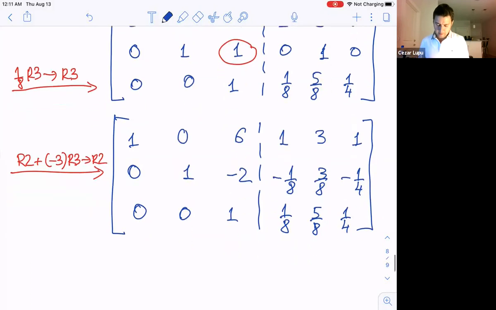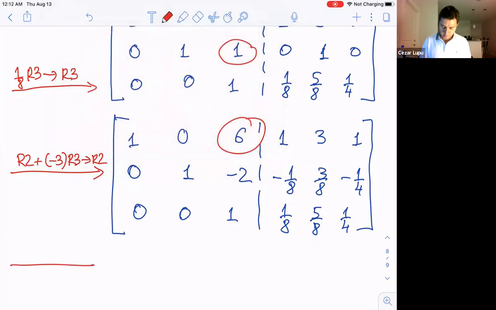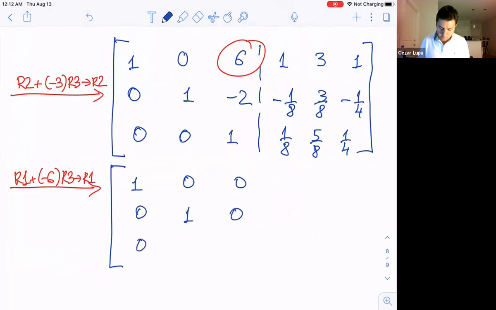Okay, yeah, okay. And now the last one, we'll have the following. We kind of want to get rid of this 6 here. I'll perform operations on R1. So let's multiply the last row by -6. So we'll have R1 plus -6 R3 will be my new R1. Okay, and finally we'll get what we want. And finally we'll have here 1, 0, 0, 0, 1, 0, 0, 0, 1. Perfect. And here we will have the following.